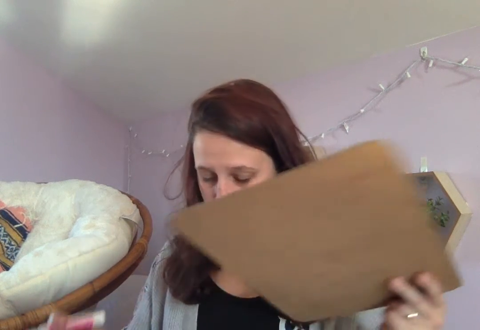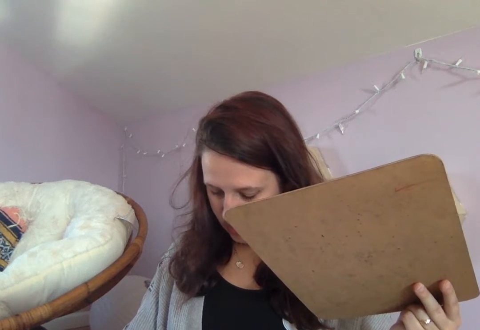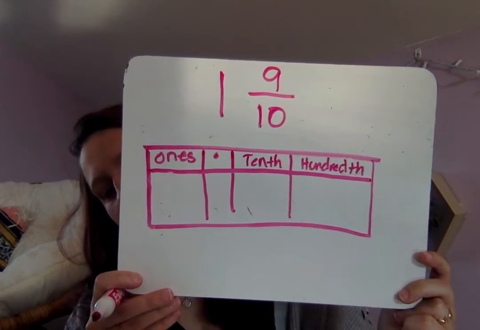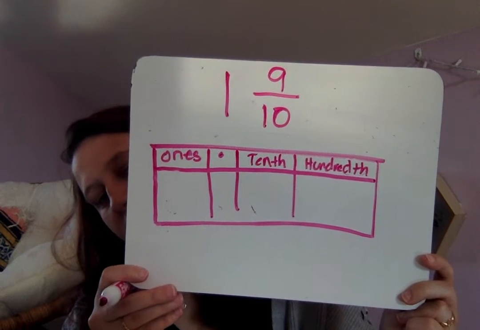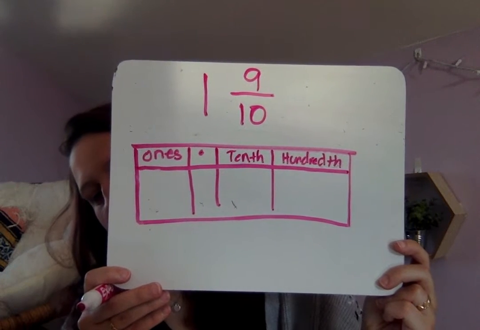Let's do another one. And I'm going to actually keep my chart, this way I don't have to keep redrawing it. Let's do number 6. We have 1 and 9 over 10. How can I rewrite that as a decimal? I'm going to give you 10 seconds to try and figure it out. Go.